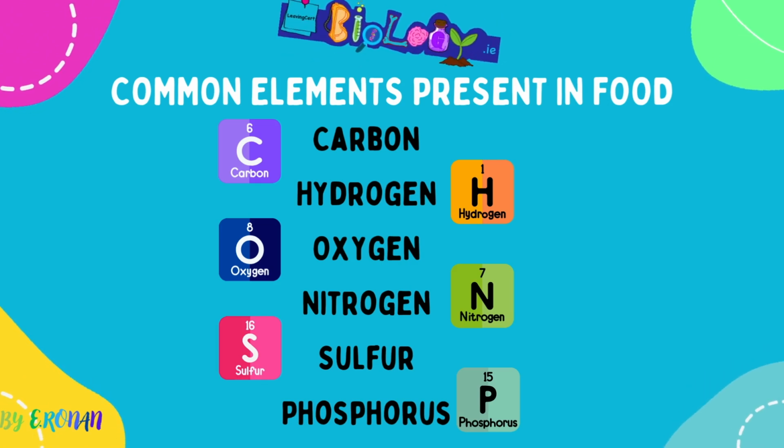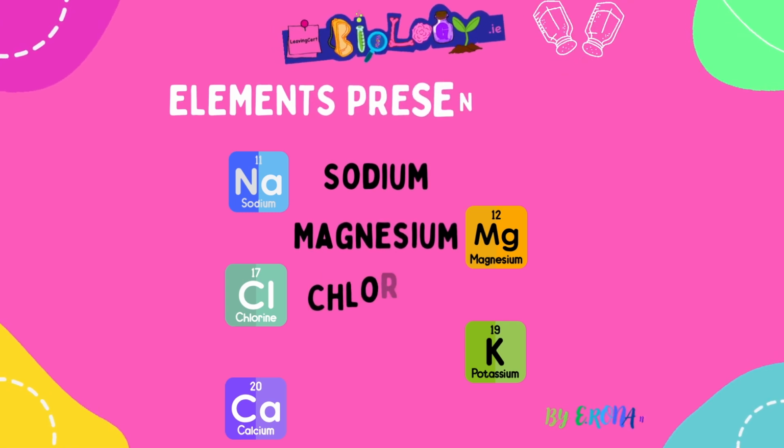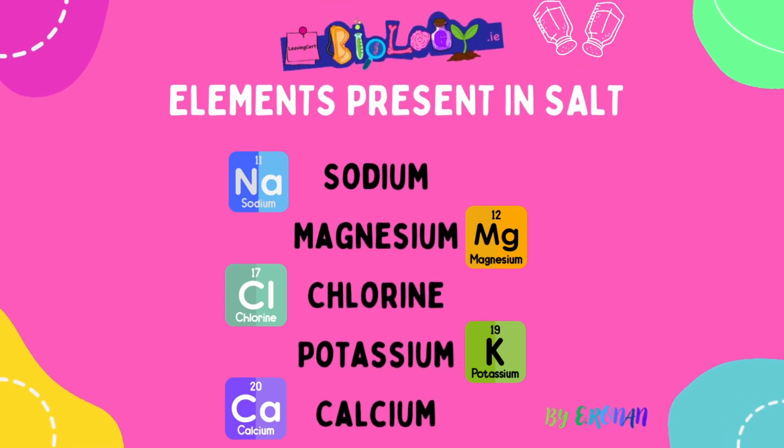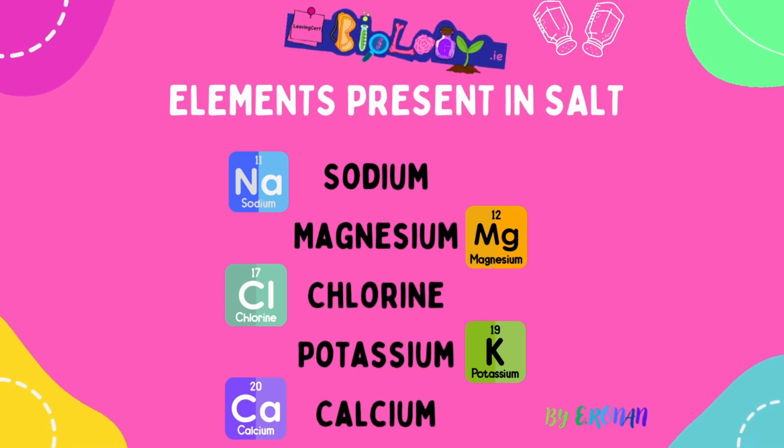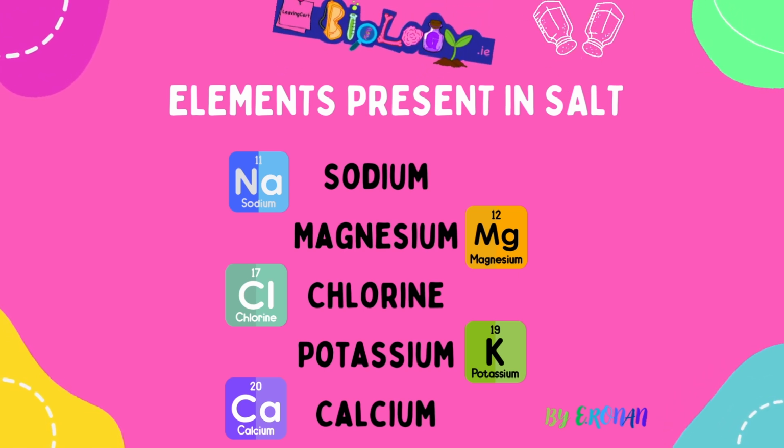So from this then we have our common elements. We move on to what elements are present in dissolved salts. So we're looking at sodium, magnesium, chlorine, potassium and calcium. Please do not get these mixed up with the common elements that are found in foods. These are present in our salts.